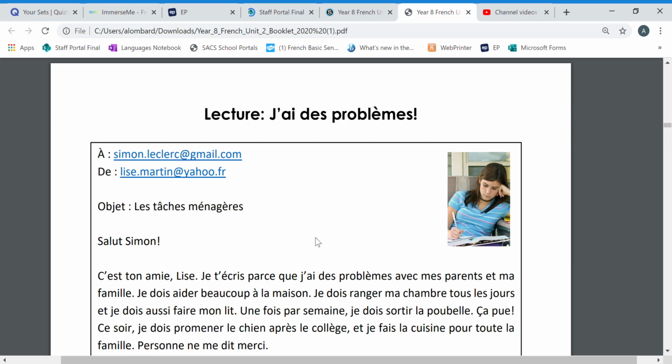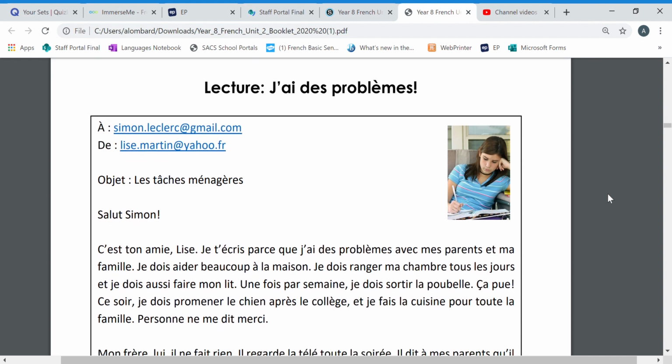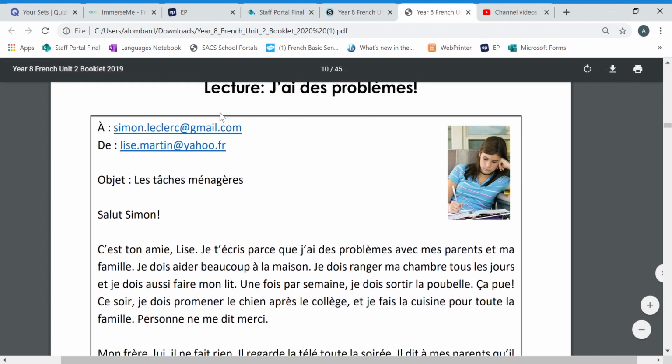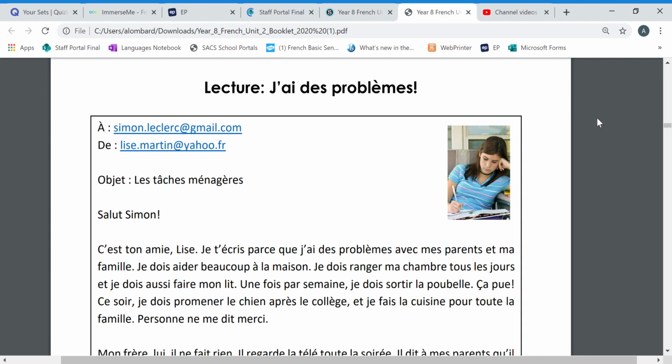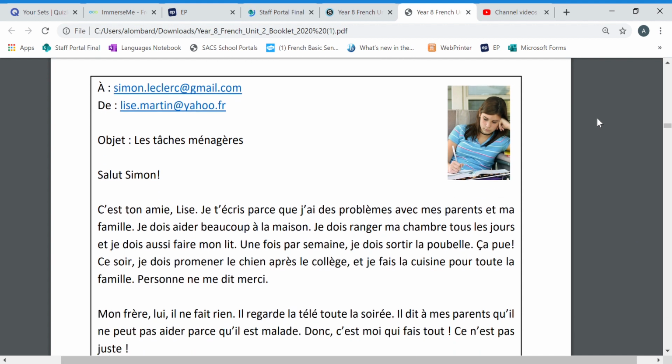Today we're going to be looking at how to write an email in French and the conventions that are associated with that. So we're going to take page 10 of your Unit 2 booklet and look at this particular email here. So this is our lecture, our reading, and it says, J'ai des problèmes, I have problems. So let's look at some of the conventions.